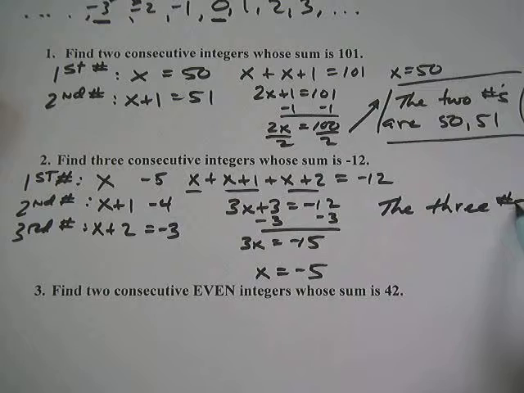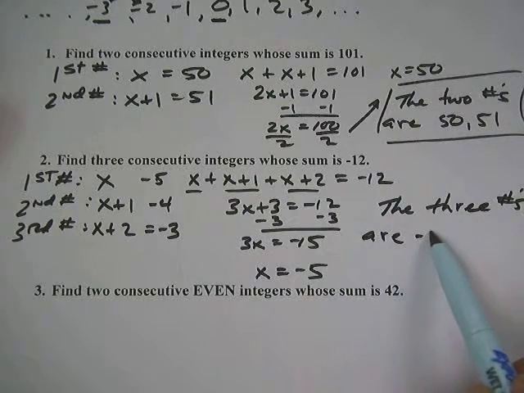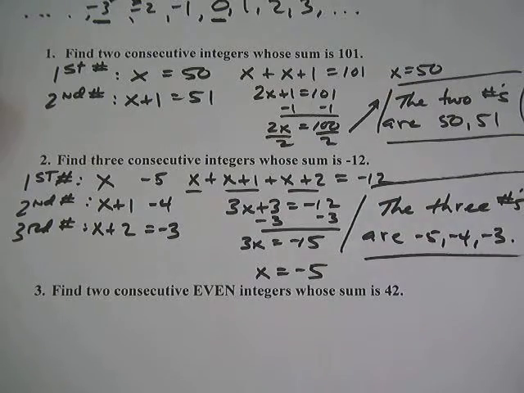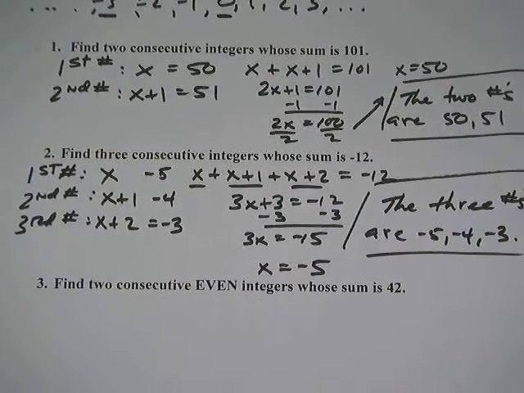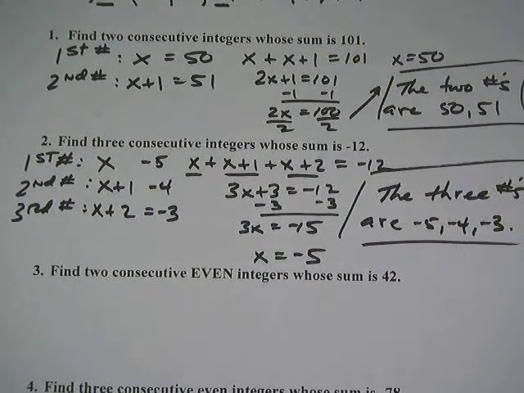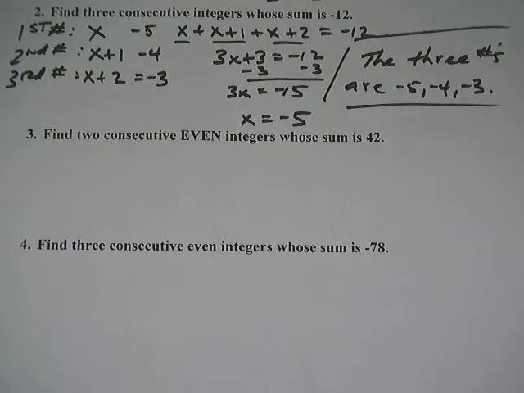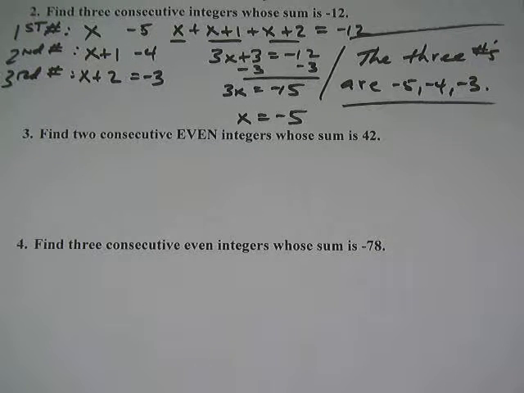They sure do. So the three numbers are -5, -4, and -3. And there you go. Okay, let's try this next one.